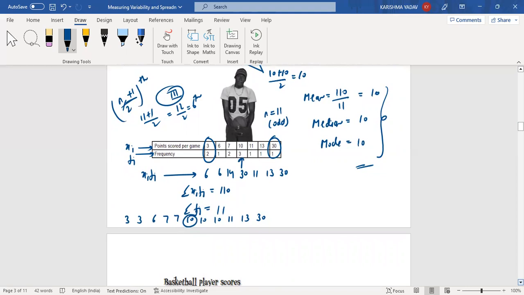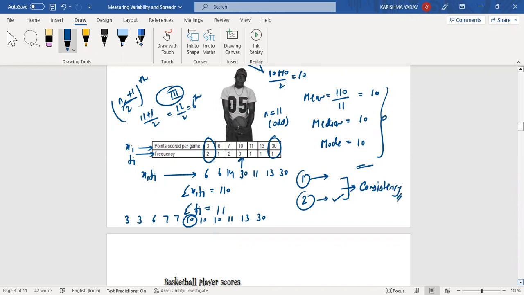So we need to know which player is more consistent, and that player has to be in the team. We need to get the consistency of the player, because there may be a chance that he has performed very well in the first game, but didn't perform very well in the second game. So we need to get the consistency of the player at that time.